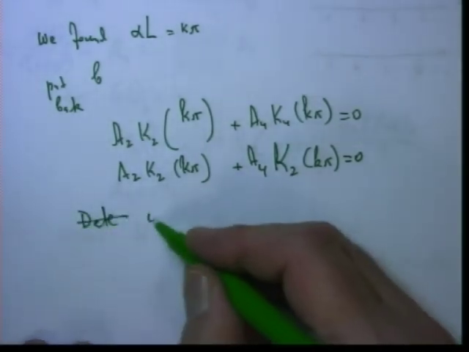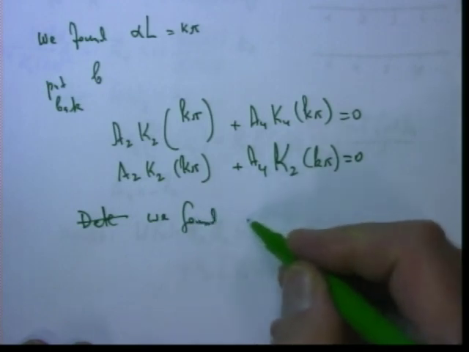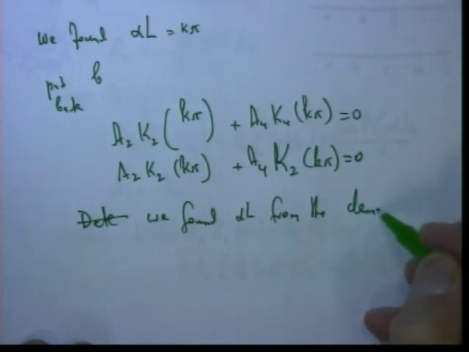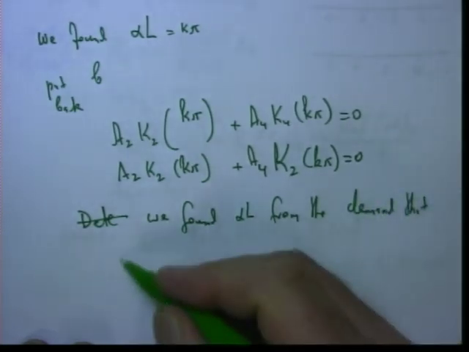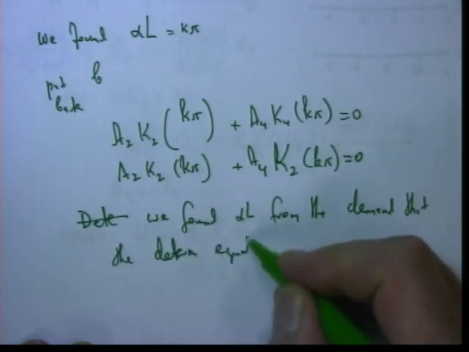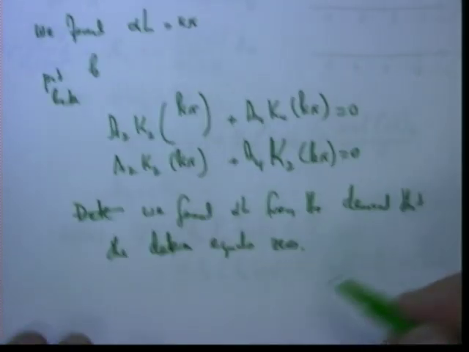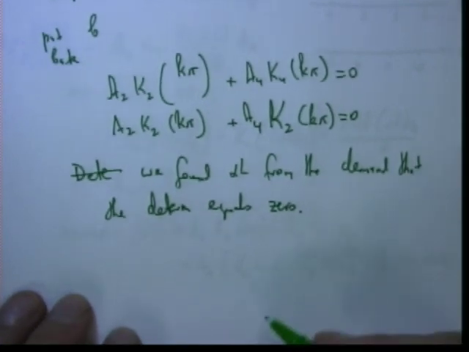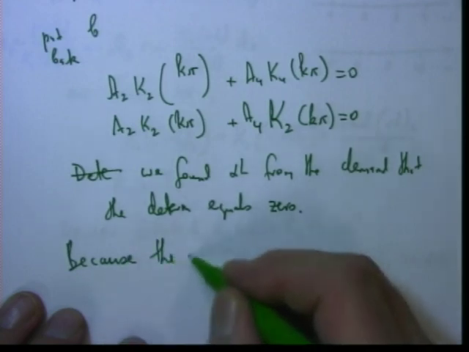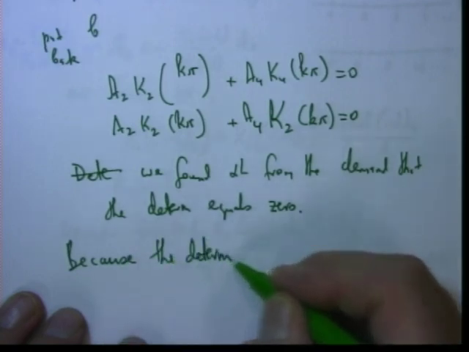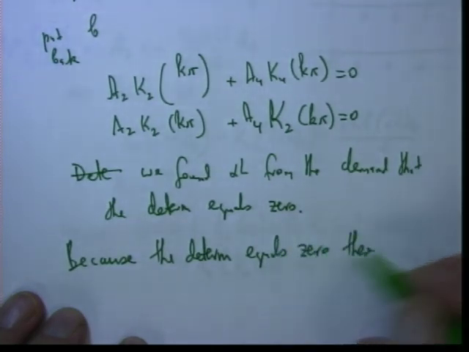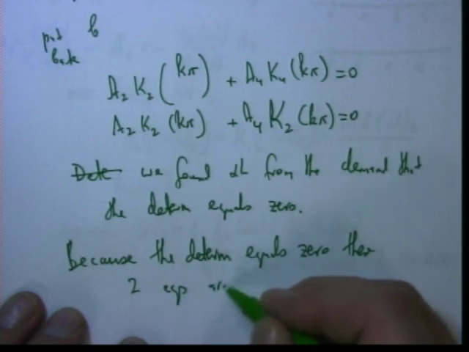We found alpha L from the demand that the determinant equals 0. But because the determinant equals 0, these two equations are dependent.